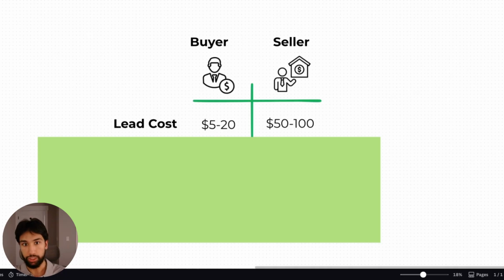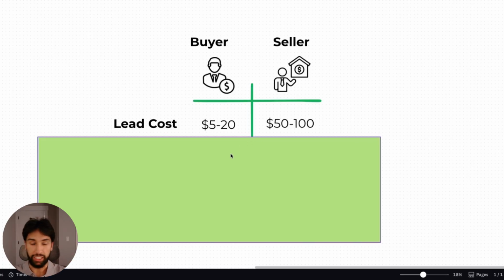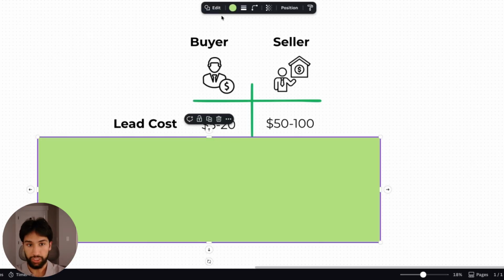But seller leads operate under a different supply and demand. There are simply fewer sellers than there are buyers at any given moment. Homeowners aren't checking their home value every night the way buyers browse listings, which means when you try to generate seller leads, you're competing for a much smaller pool of intent. That's why seller leads cost anywhere between $50 to $100, sometimes $200 or more, depending on the market conditions. But this is where things get interesting. Buyer leads are often curiosity driven, while seller leads are more decision based.